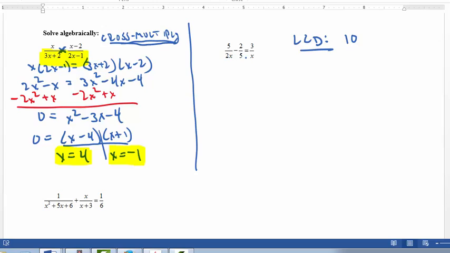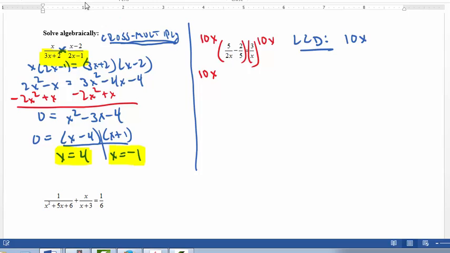And then I also have an x in 2 terms. So remember what you do is you take the highest power of any factor. So if I have an x and an x, the highest power is just x to the first. So my LCD is going to be 10x, which means that I'm going to multiply this whole equation, left side and right side, by 10x.